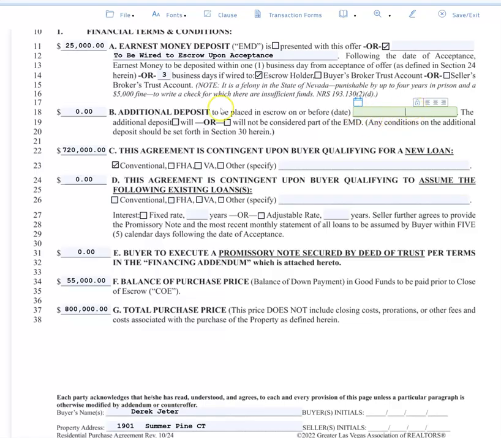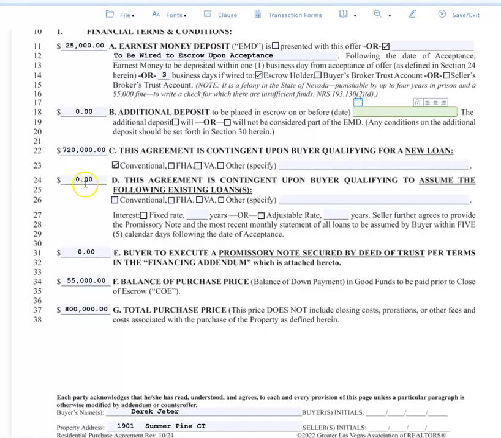The only time that would happen is if my client did not have the $25,000 on line 11 as his EMD. So I would put $15,000 here, put $10,000 on line 18 to comprise the $25,000 that's asked for. But again, very seldom, if ever, will you use paragraph B under the buyer's offer.